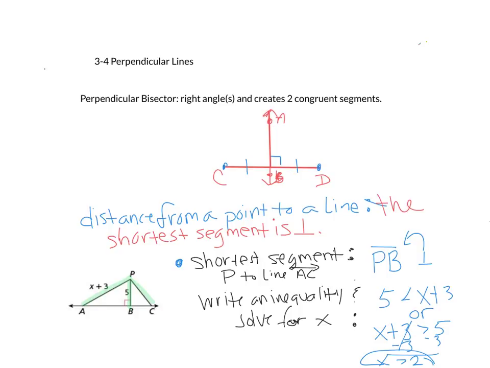You also have to write an inequality and solve for x. Well, since PB is the shortest, then 5 has to be less than x plus 3. Or you can keep the variable on the left and write x plus 3 is greater than 5. And you would just solve that by subtracting 3 from both sides. We end up with x is greater than 2.